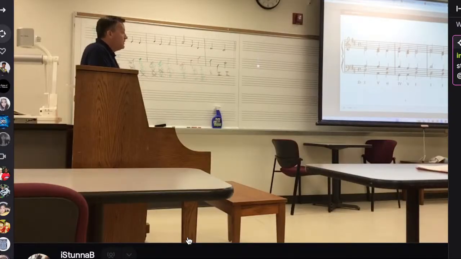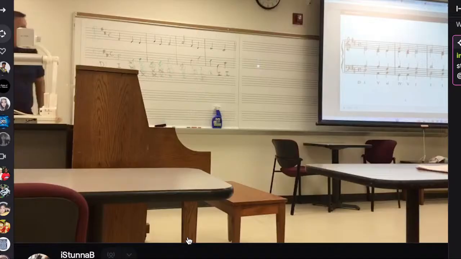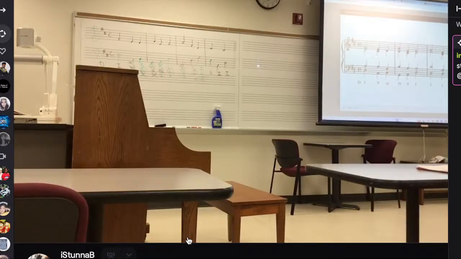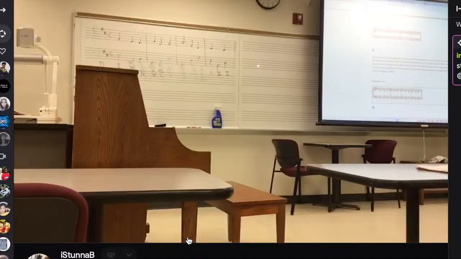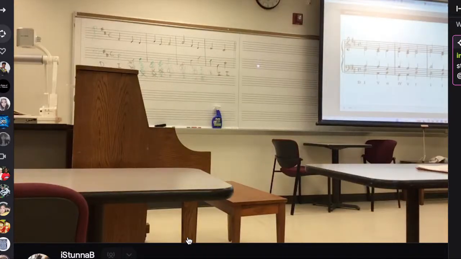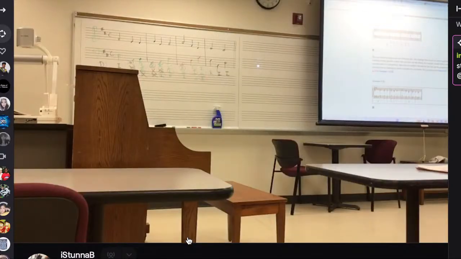That's one way to do it. The other way, if you don't have a melody to start with, like I said, just figure out the chord progression and then go with the melody after it. If you want to start with the melody first, you can always do that.